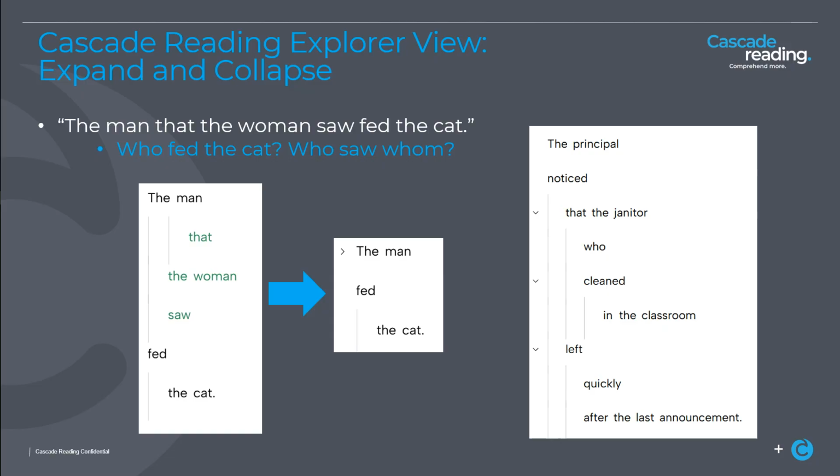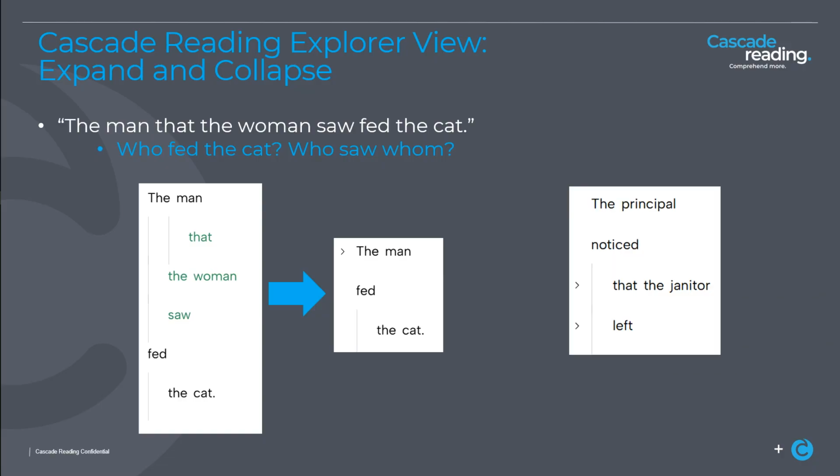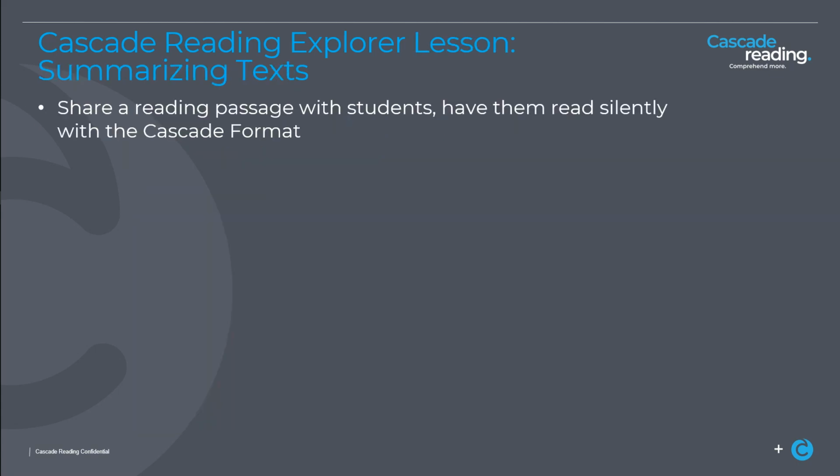Now we get the full sentence where we understand where the cleaning happened. It happened in the classroom. And so this can be a useful tool for getting your students to be able to understand more complex sentences and to be able to write them better. To conclude this video, I want to share an idea for a lesson that involves summarizing text using the Explorer view. For example, you could share a reading passage with students and have them read silently in the Cascade format.